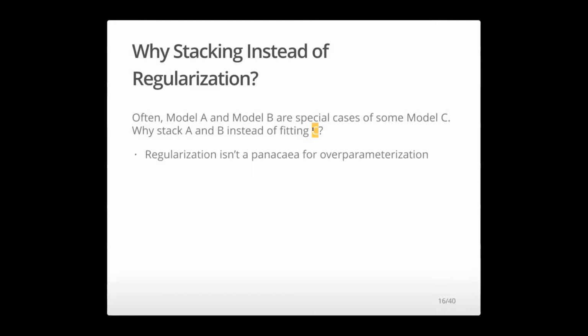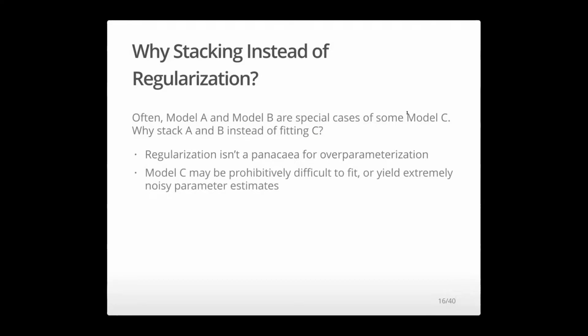One is that even if you were to fit the model that's a superset of all of your component models and to regularize the parameters, regularization isn't necessarily a get out of jail free card for over parameterization. If you've got a giant horrendous model with thousands of parameters flying around, if you regularize, you could get noisier estimates than you could by fitting component models separately and stacking. Another reason is that the model that is the combination of models A and B might be just horrendously complicated to structure, or get extremely noisy parameter estimates, or it might not even be possible to write it down in closed form.